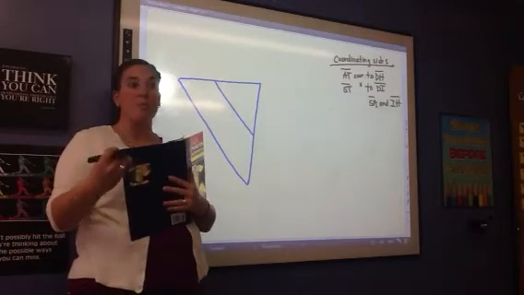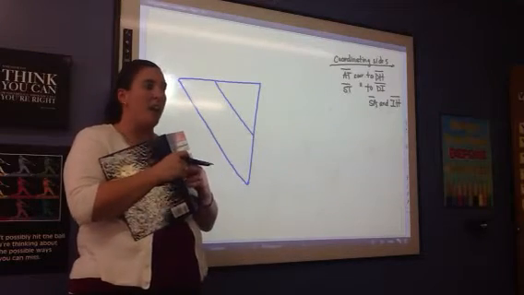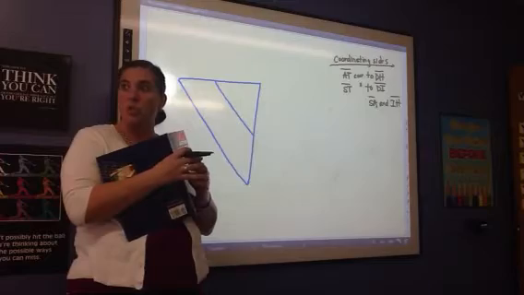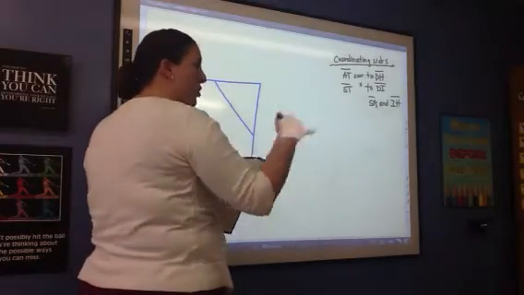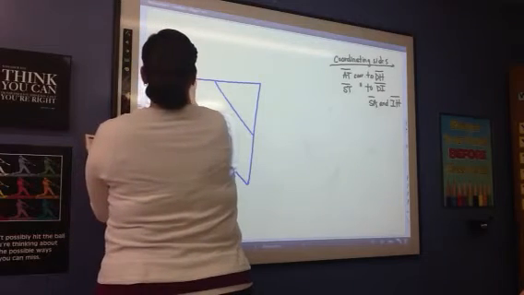Coordinating figures just mean I have another shape that is exactly like the other one, except I've either blown it up or squeezed it down. Either a contraction or an expansion. That's all we're talking about today. So let's label our points.